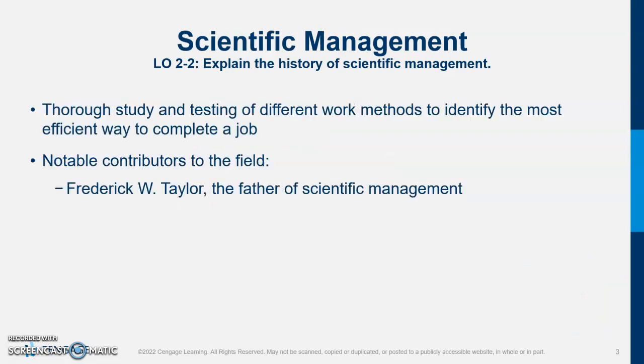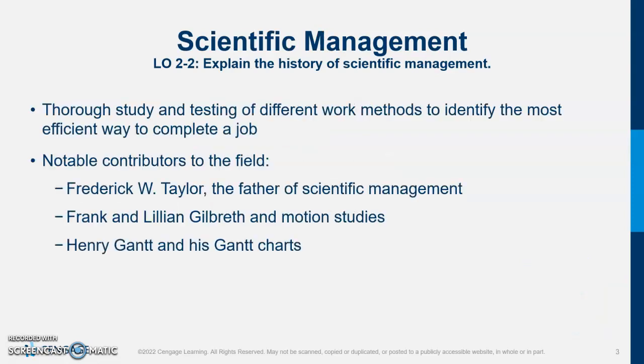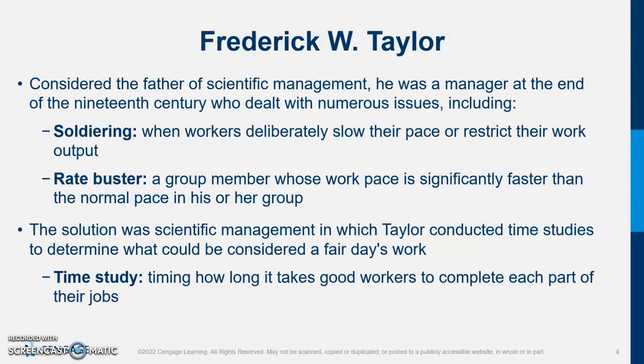We're first going to start looking at scientific management, which is the study and testing of work methods in order to identify the most efficient way to complete a job. The three people we're going to talk about in terms of scientific management are Frederick Taylor, Frank and Lillian Gilbreth, and Henry Gantt. Frederick Taylor is known as the father of scientific management.